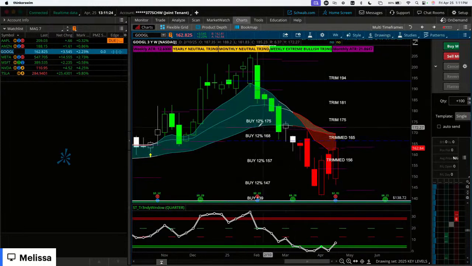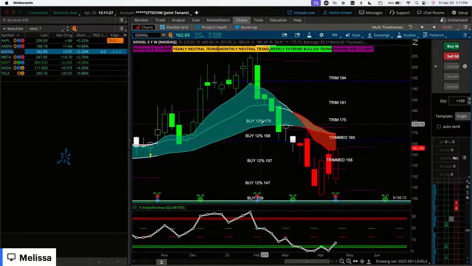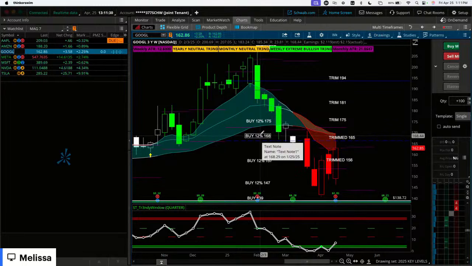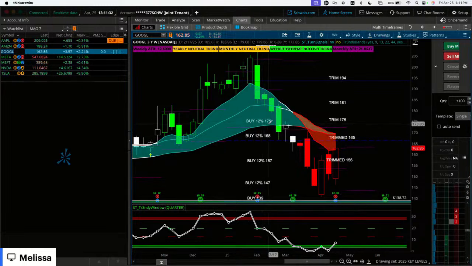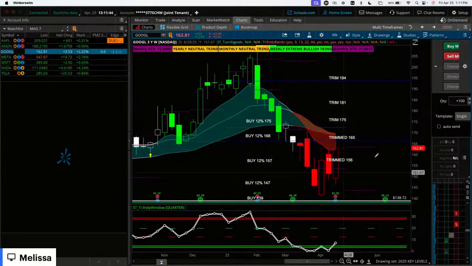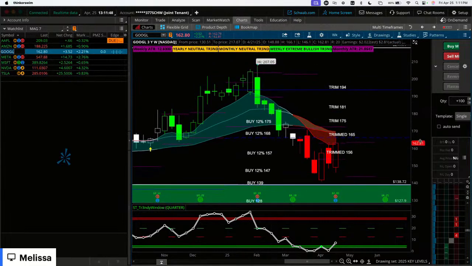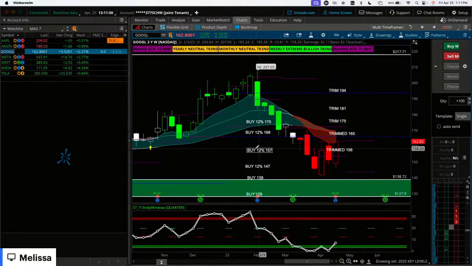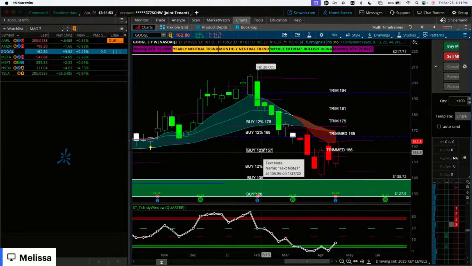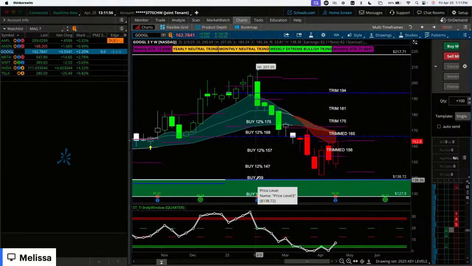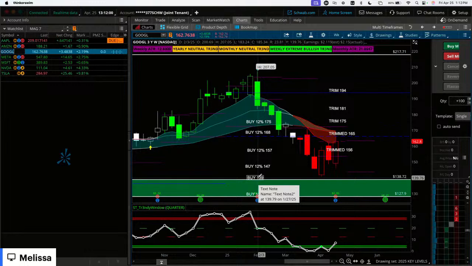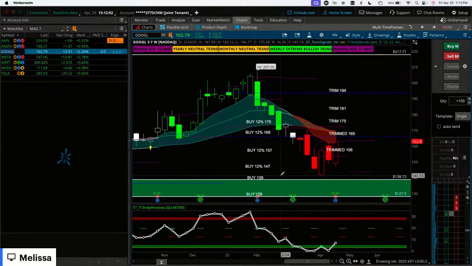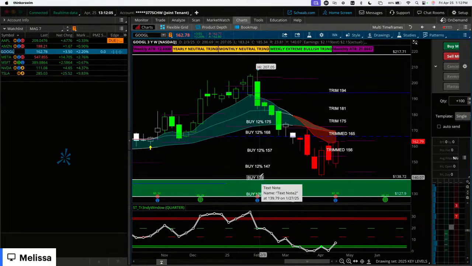Now with Google, I did these early adds at only 12% of my total allocation. So I added a total of 25% at 175 and 168, 12% at each of those levels. Then at 157 and 147, I added another 25%, making me at or near 50% right there. And then I was able to buy some at 139 right here, and so that was my last buy.